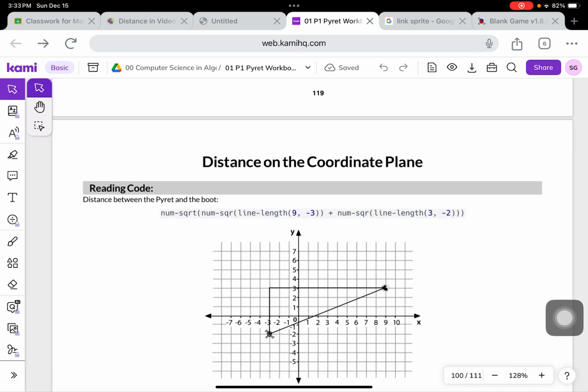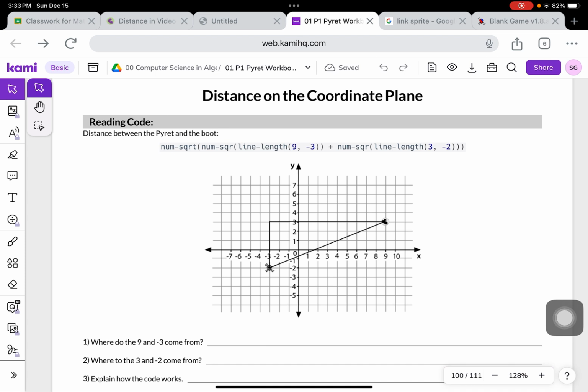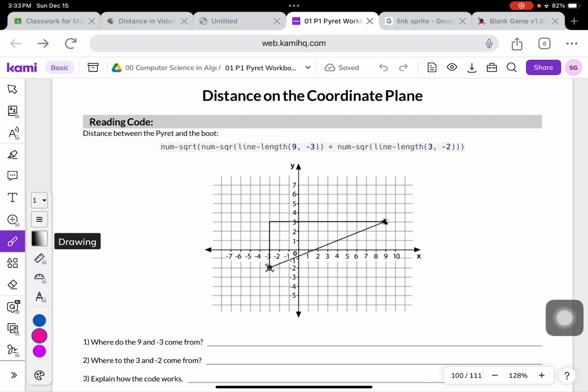Okay, so if we look at this code, we have num square root, and then you have num squared, and then line length 9 and -3, and num squared, and line length 3, -2. So if we look at this coordinate here, we have 9 and positive 3. And this coordinate down here is negative 3 and negative 2.